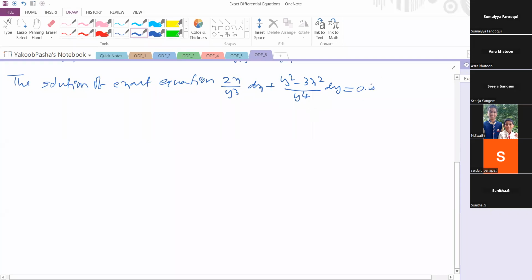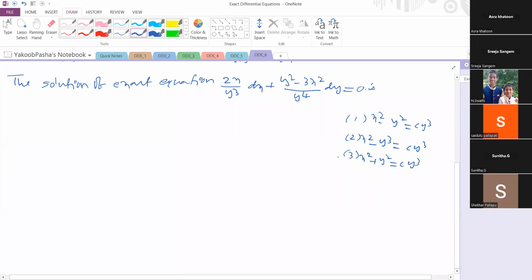Now first option, x square minus y square is equal to c y cube. Second option, x square minus y cube is equal to c y cube. Third option, x square plus y square is equal to c y cube. And fourth option, x square plus y cube is equal to c y cube.